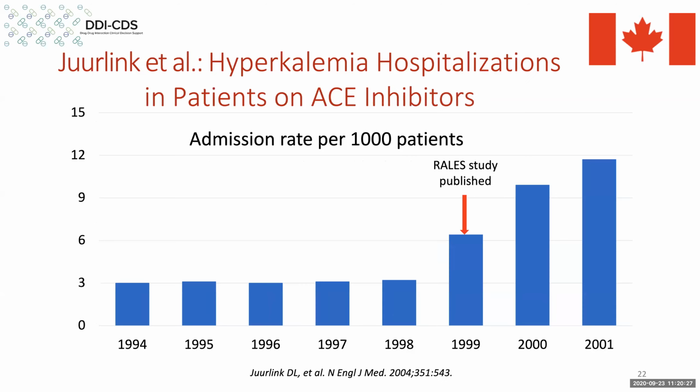Let's move to the next slide, also from Yerlink's study. Now he's looking at the admission rate per 1,000 patients for hyperkalemia. And again, the same population over the same time period. Again, the RALES study at 1999, and the admission rate went from approximately 3 per 1,000 up to about 11 per 1,000 in 2001. And again, the nice increase as the spironolactone use increased over the period of time right after the RALES study. So why did this happen?